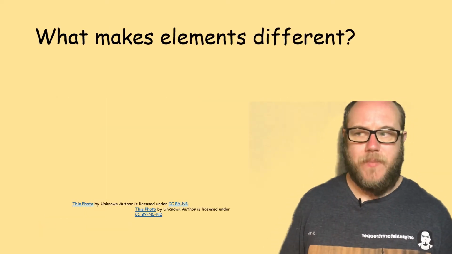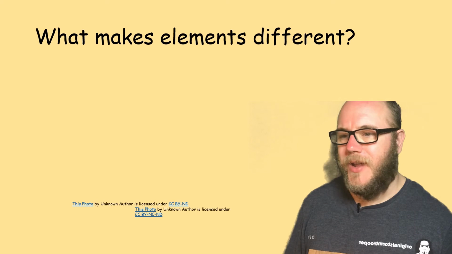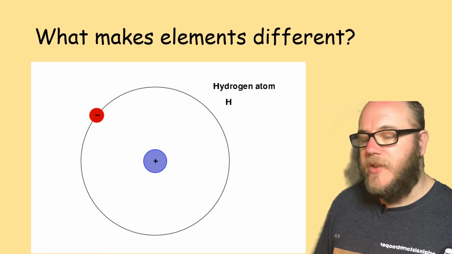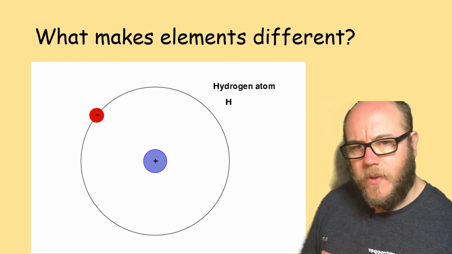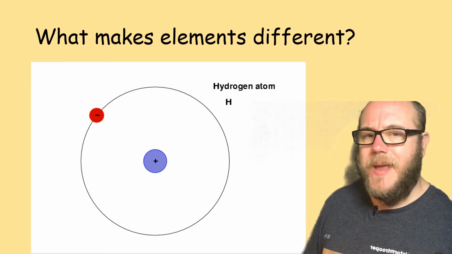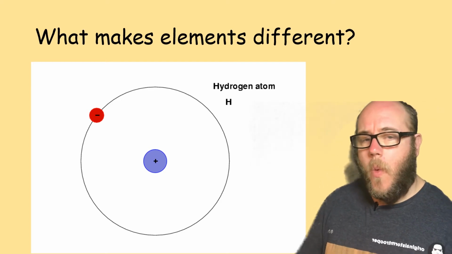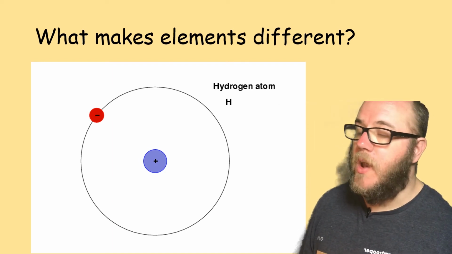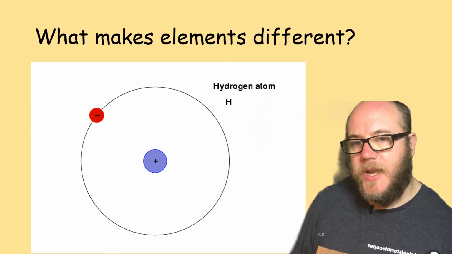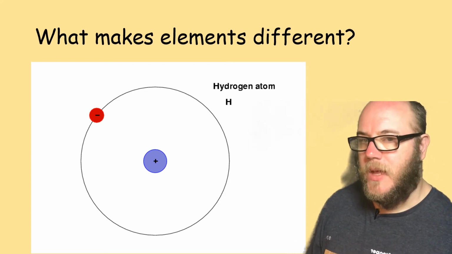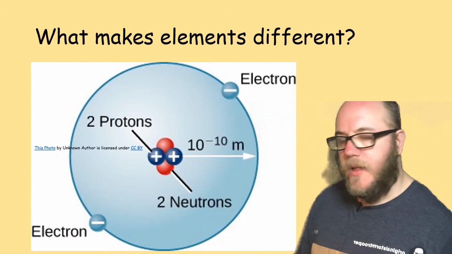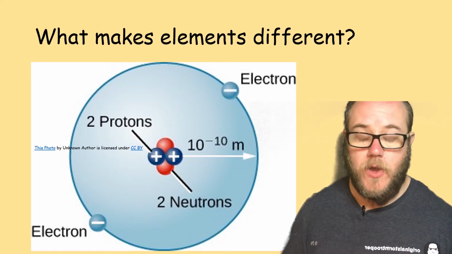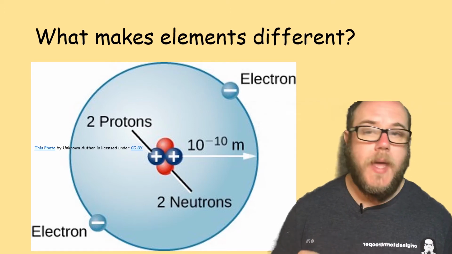What makes elements different? Why is oxygen oxygen and carbon carbon? Here is a hydrogen atom. Hydrogen is really dull, but also quite fascinating. It is simply a proton surrounded by 1 electron. Same number of protons as electrons, 1 on 1. So you have this one teeny tiny electron buzzing around 1 proton. Wow. But this is helium. Now we have 2 protons. And we've also got 2 neutrons surrounded by 2 electrons.